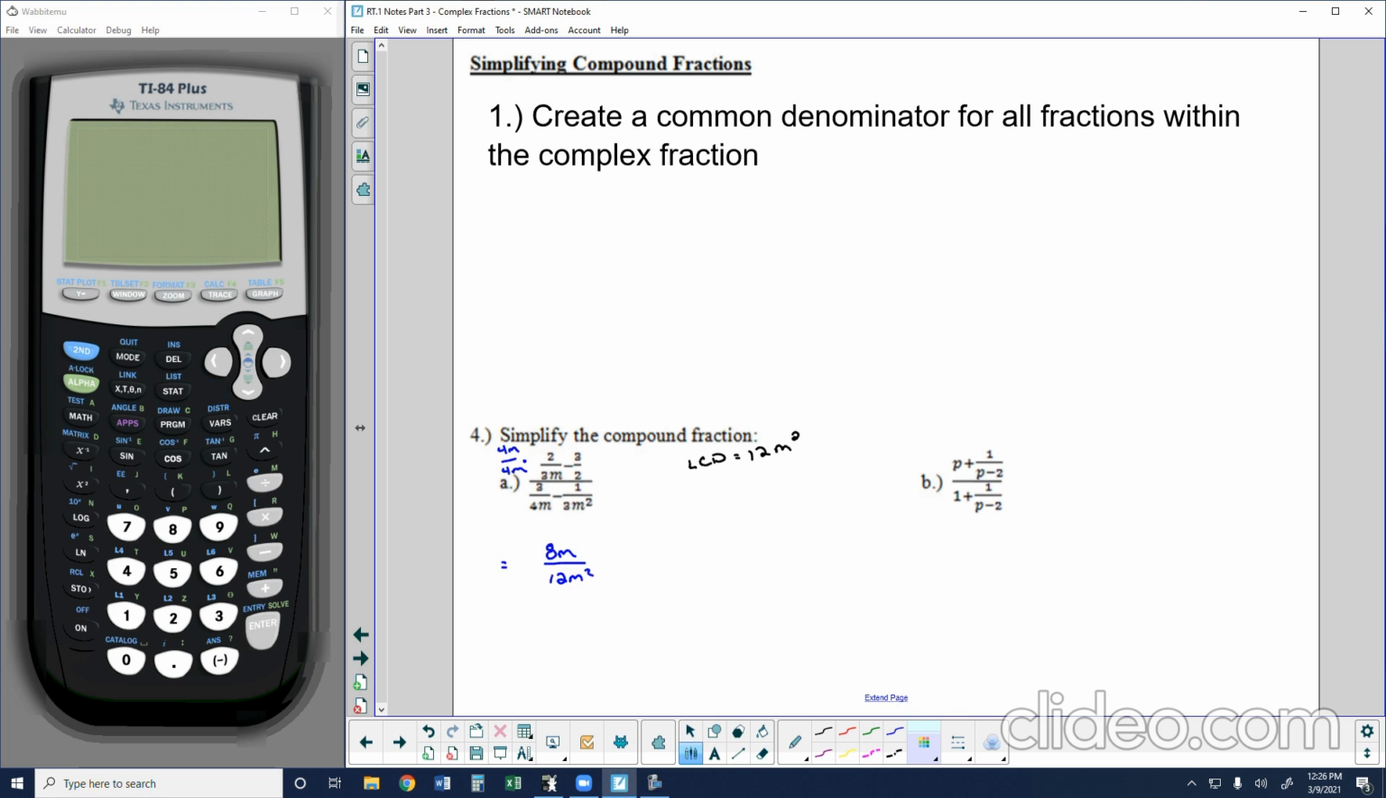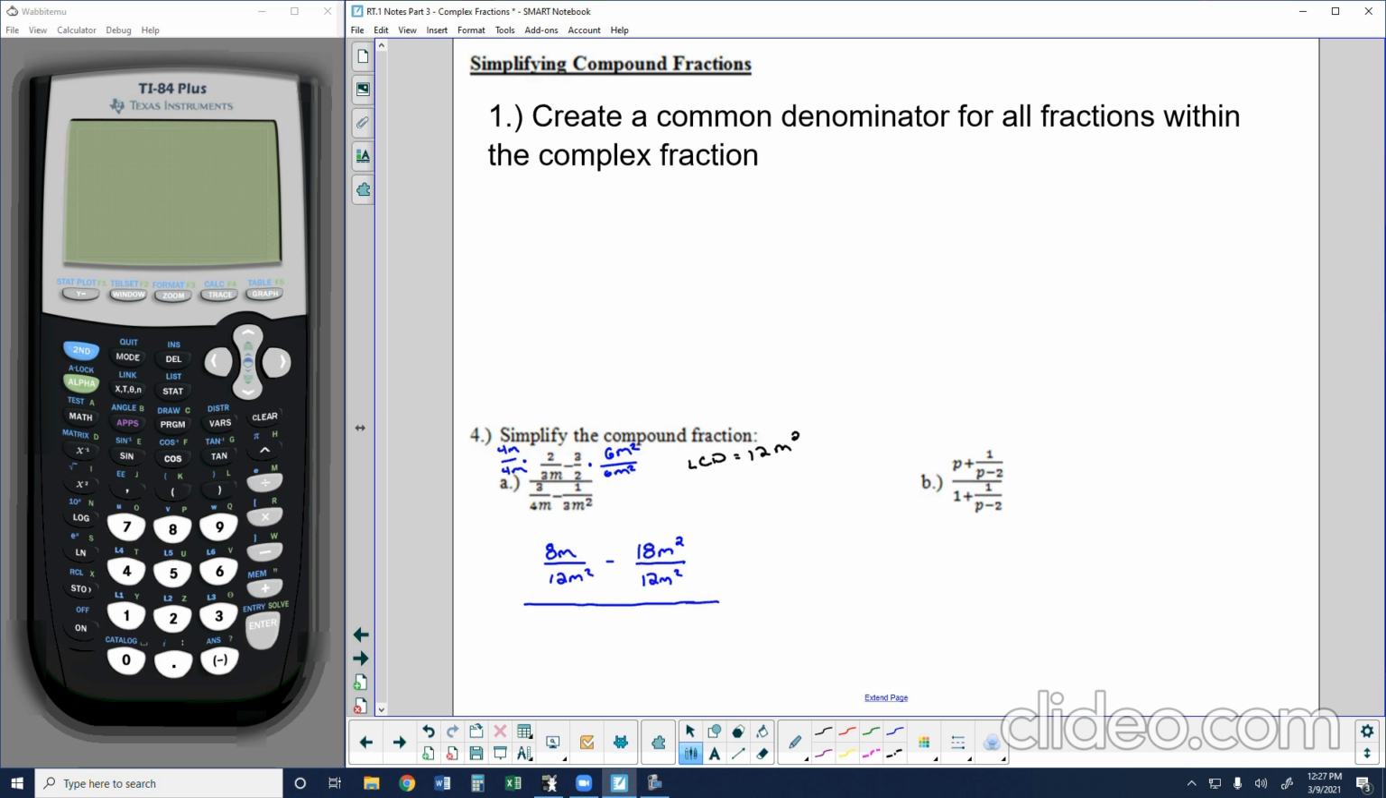squared. This is just part of the numerator of my complex fraction. Now, if I look at the other part of the numerator, there's a subtraction of 3/2. So I need that denominator, which is currently 2, to be 12m squared. So I'm going to multiply by 6m squared. And if I multiply the denominator by 6m squared, I need to multiply the numerator by 6m squared. So that's going to turn the second fraction in the numerator into 18m squared over 12m squared. Now, I could combine those two fractions, but I'm going to leave them as they are for right now.